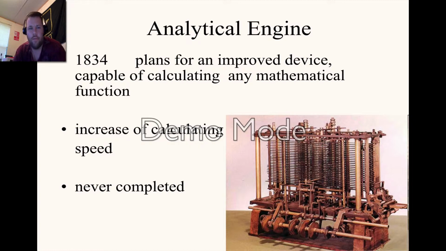The Analytical Engine, 1834, 4 years after. Plans for the improved device capable of calculating any mathematical function. Increase of calculating speed, because by then it was crank, crank, crank, crank, and you had to crank it so many times in order to place your value. But it was never completed. It was about 90% done, and then people much further along in time saw his plans and decided to go ahead and build it.